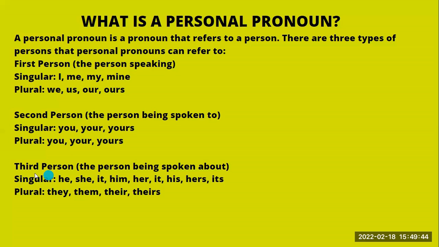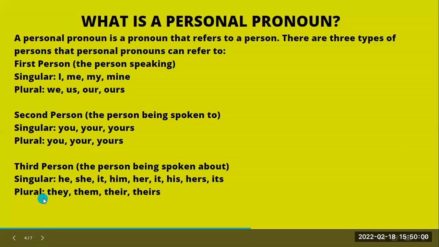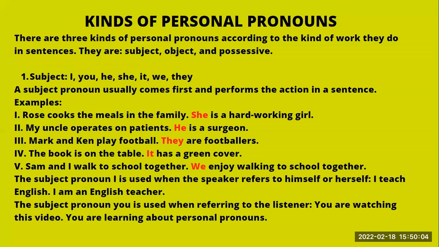Then the third person is the person being spoken about. The singular form is he, she, it, him, her, it, his, hers, and its. All right? The plural forms are they, them, their, and theirs.